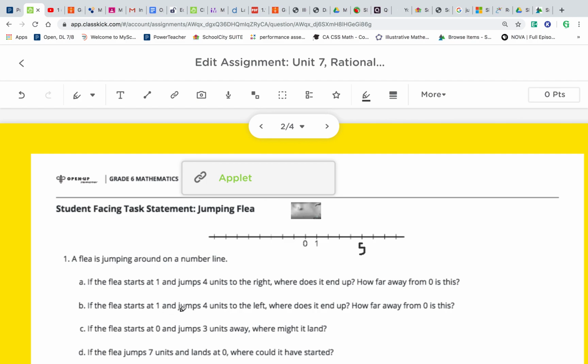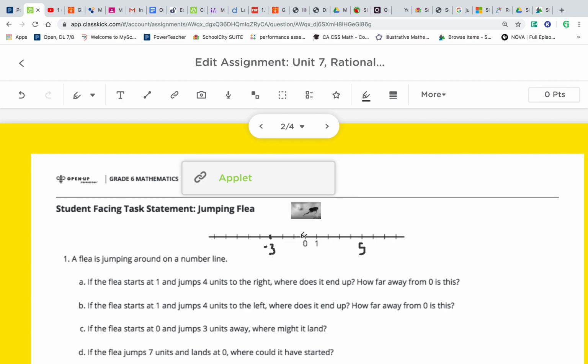All right, if the flea starts at 1 again and jumps 4 units to the left, where does it end up? Okay, so 4 units to the left, that's going to be 1, 2, 3, 4. That's going to be here. I'll put a little mark on it, and let's count how far back it is from 0. So this would be -1, -2, -3. So how far away from 0 is this? Well, this is now just going to be 1, 2, 3 spots away from 0. All right, so that's worth mentioning. Just 3 spots away.